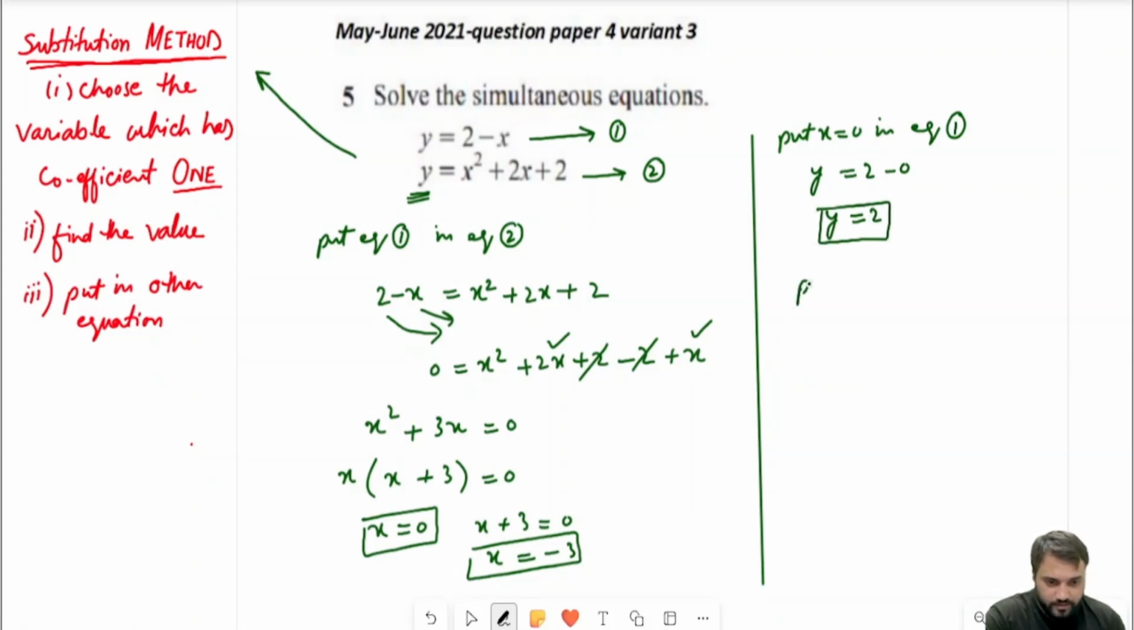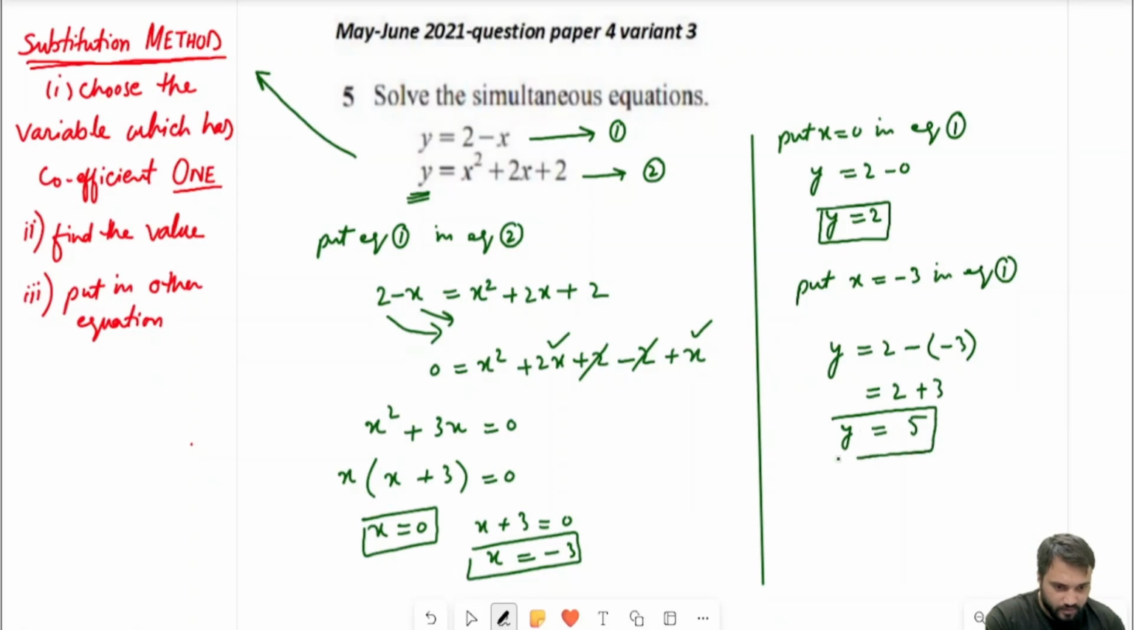After that, put x is equal to minus 3 in equation 1. Y is equal to minus of minus 3. Then minus into minus, that makes plus. 2 plus 3, that is equal to 5. These are our answers.